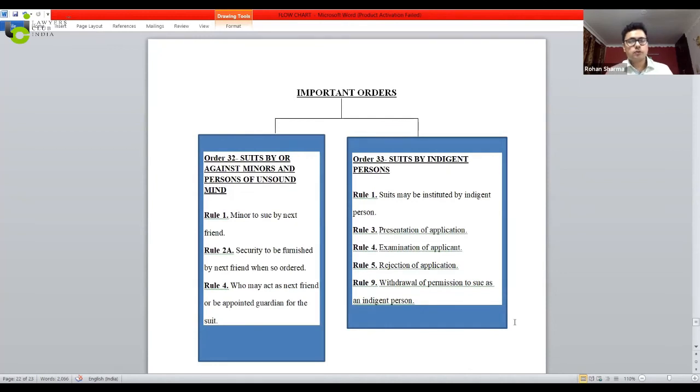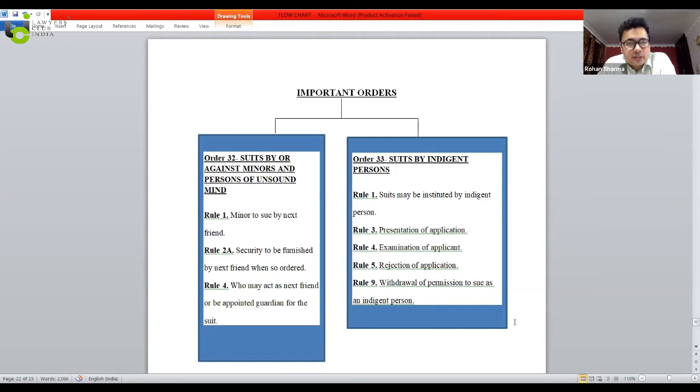Now, these two specific orders can be considered orders dealing with certain special circumstances wherein, let's say, a person against whom or by whom a suit is to be instituted is a minor. Then, in what capacity, in what format, and through whom such a minor can institute a suit is governed by Order 32.